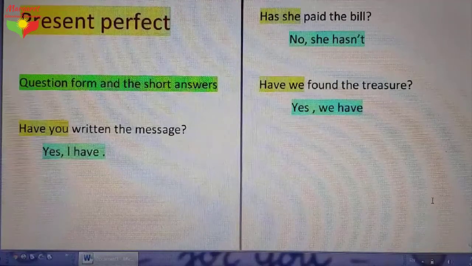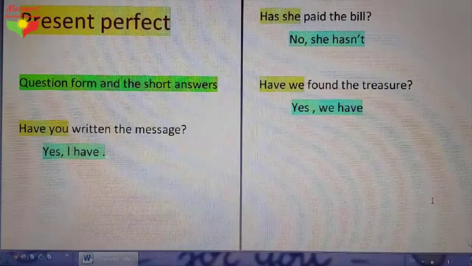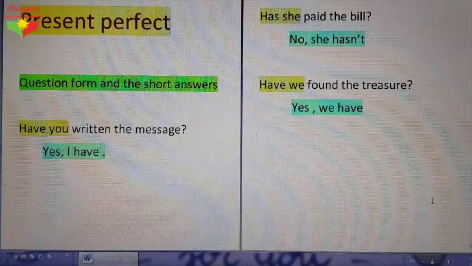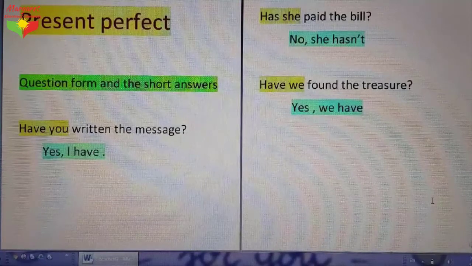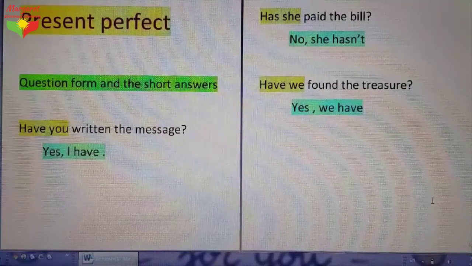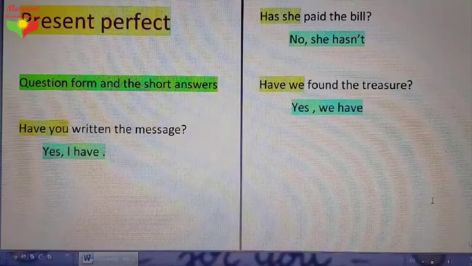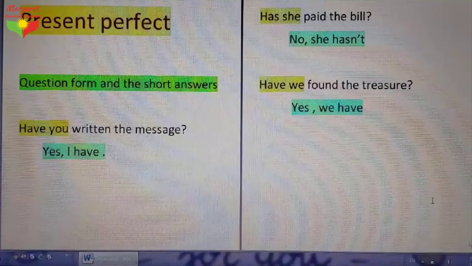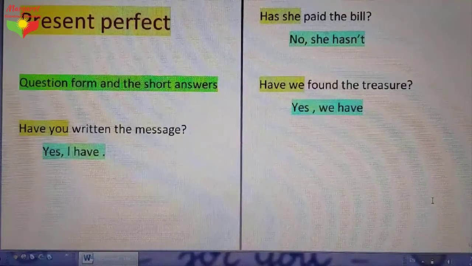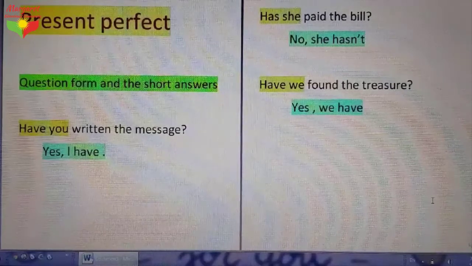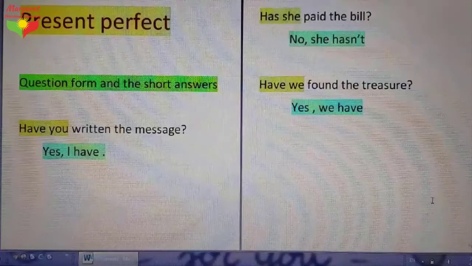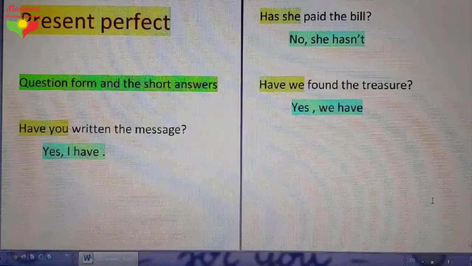Here I answered that question positively and I said, yes, I have. Have you written the message? Yes, I have. If I ask this question to one of you, for example, Sam, have you written the message? He will say, yes, I have. Okay, that's about question form. Next example, has she paid the bill? So the affirmative sentence is she has paid the bill. So it will be has she paid the bill?